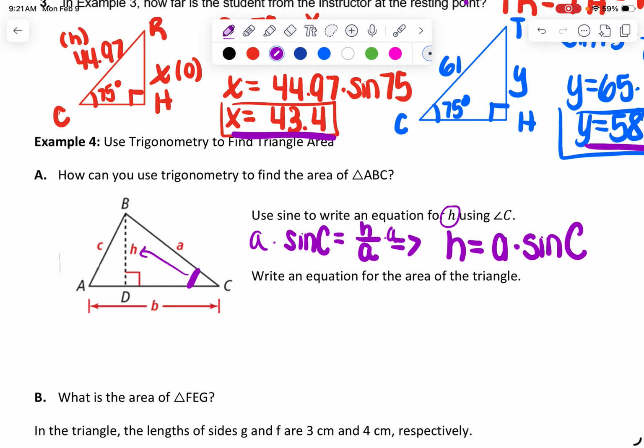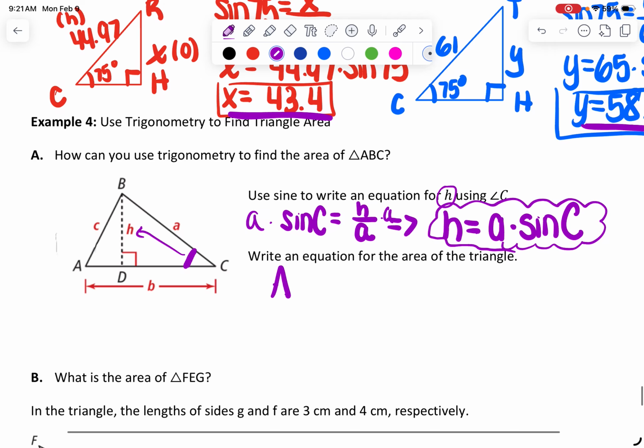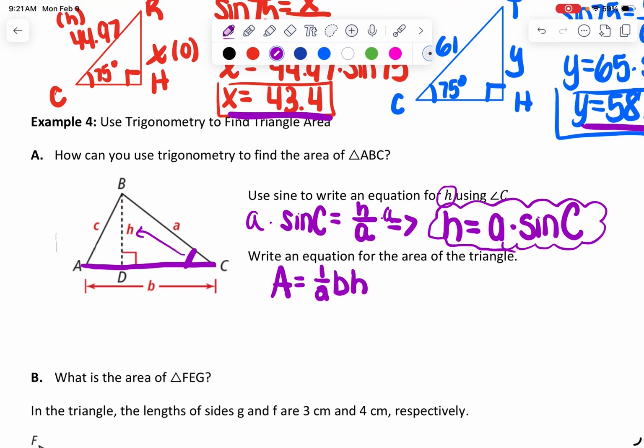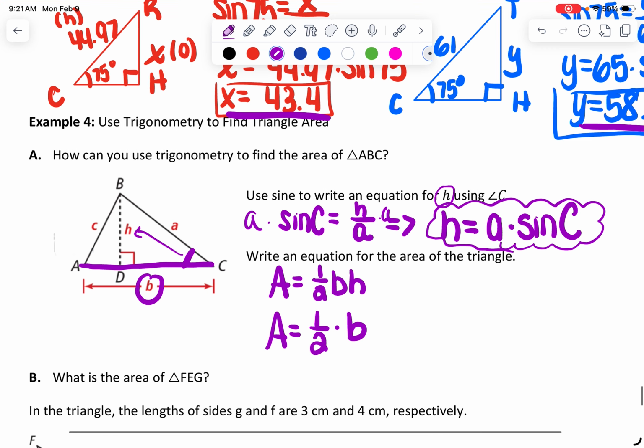Okay? So I'm going to save that now. I know that's your height of the triangle. And now it says write an equation for the area of a triangle. We know area of a triangle is just 1/2 base times height. If I look at my base, it is this full length, which is B. So I would get 1/2 times B, but then I'm multiplying it by my height. I know my height is that part right there. So it'd be times A sine of C.